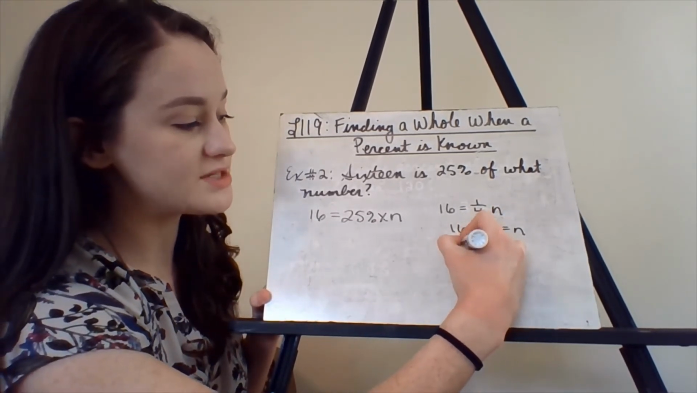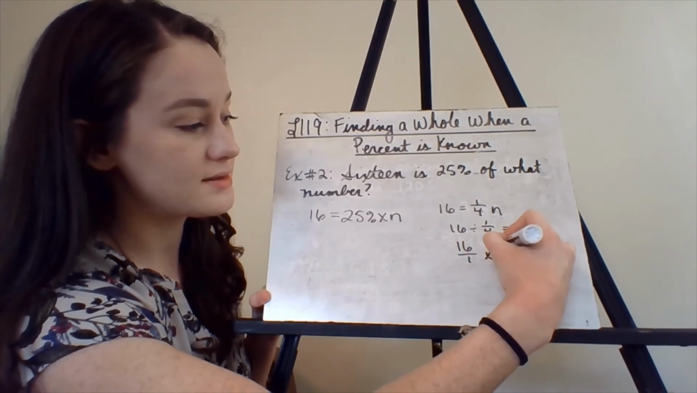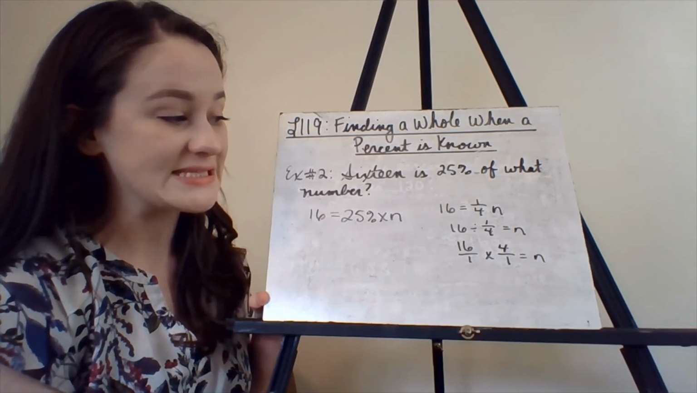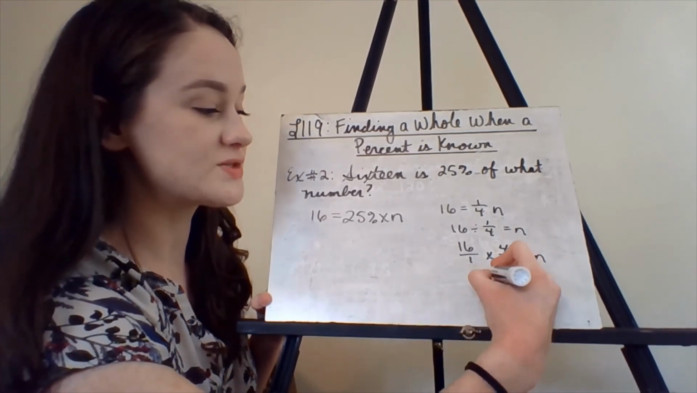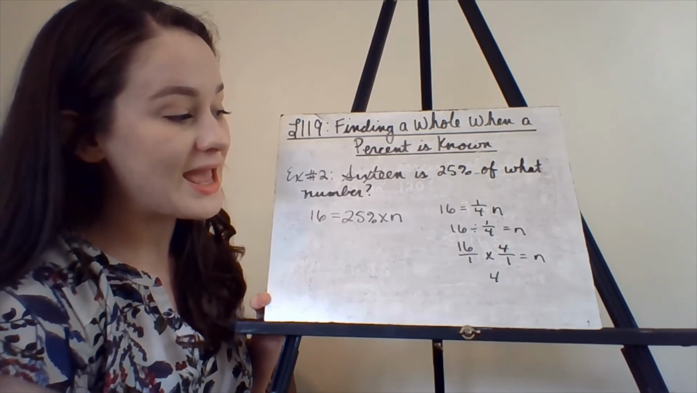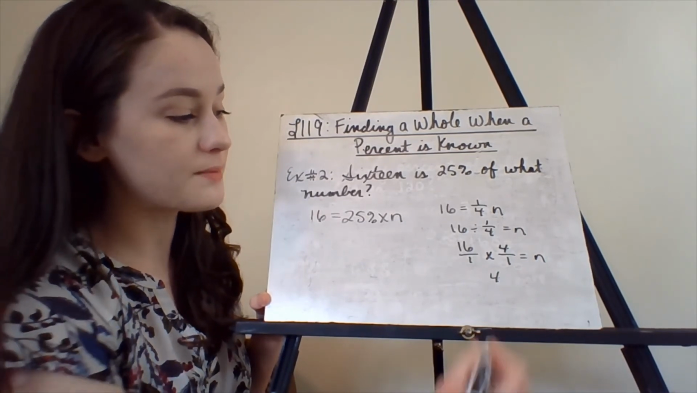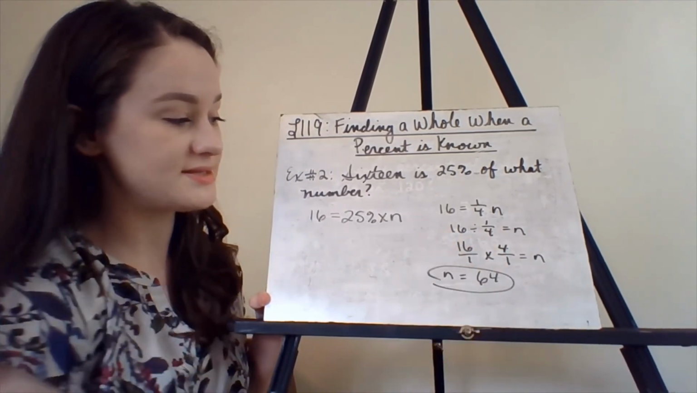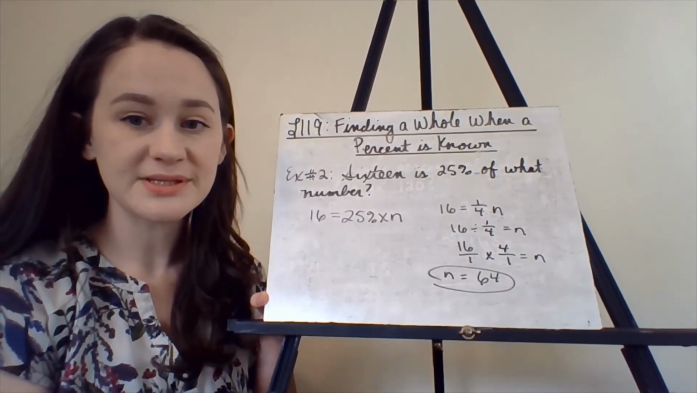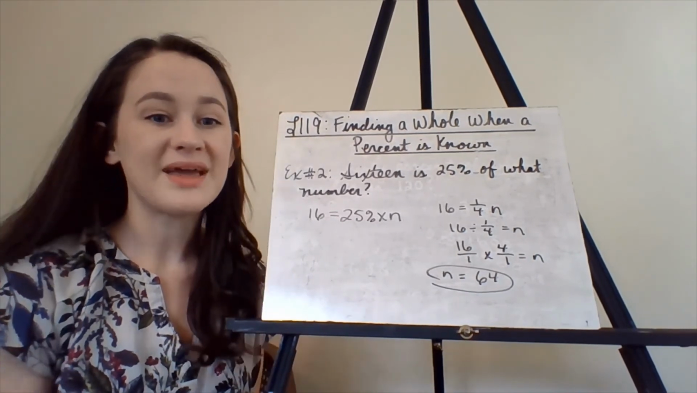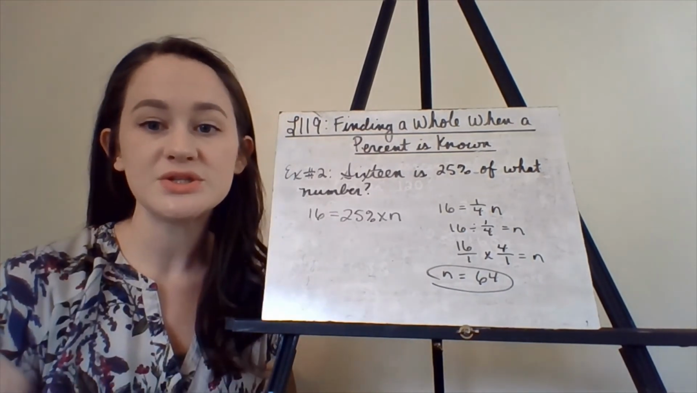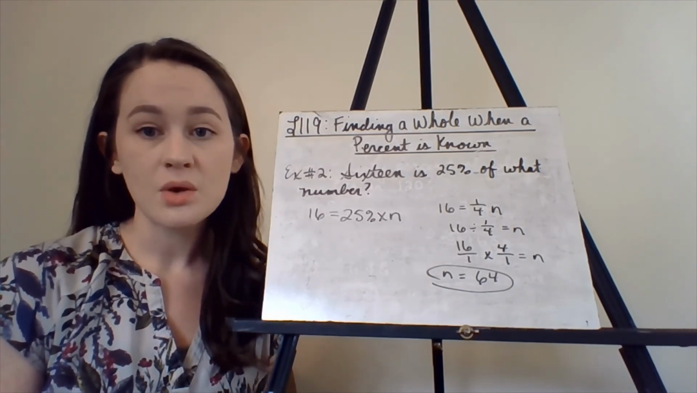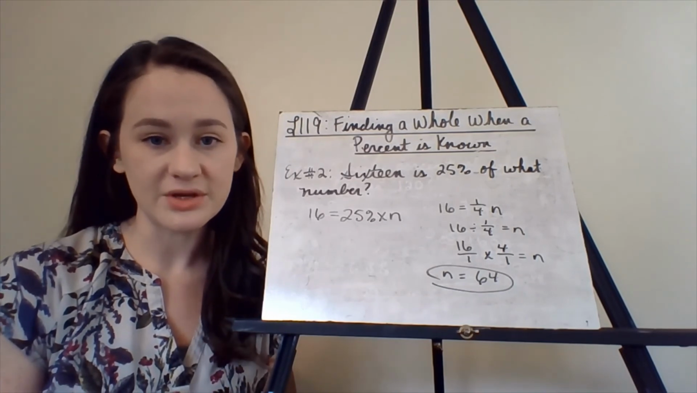And we know that that would change to 16 over 1 times 4 over 1 equals n. So we have 16 times 4, so 6 times 4 is 24, we'll carry the 2, and 4 times 1 is 4, plus 2 is 6, so n equals 64. 16 is 25% of 64. So that gives you another strategy to work with. You can choose to either change it to a decimal number or a fraction, whichever one will make the math easier for you to do.